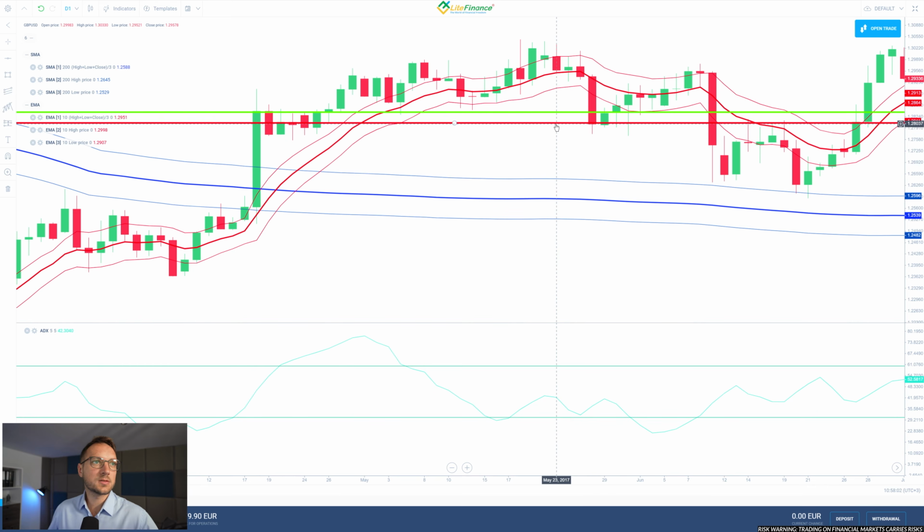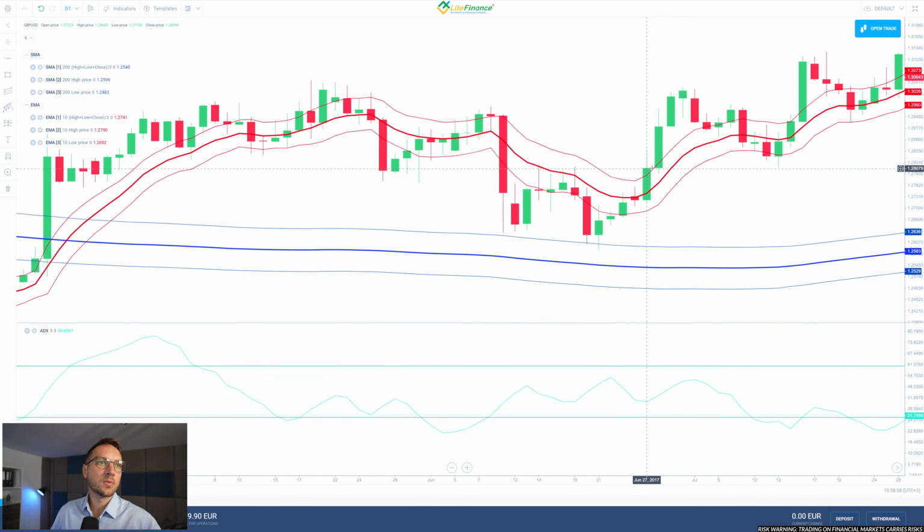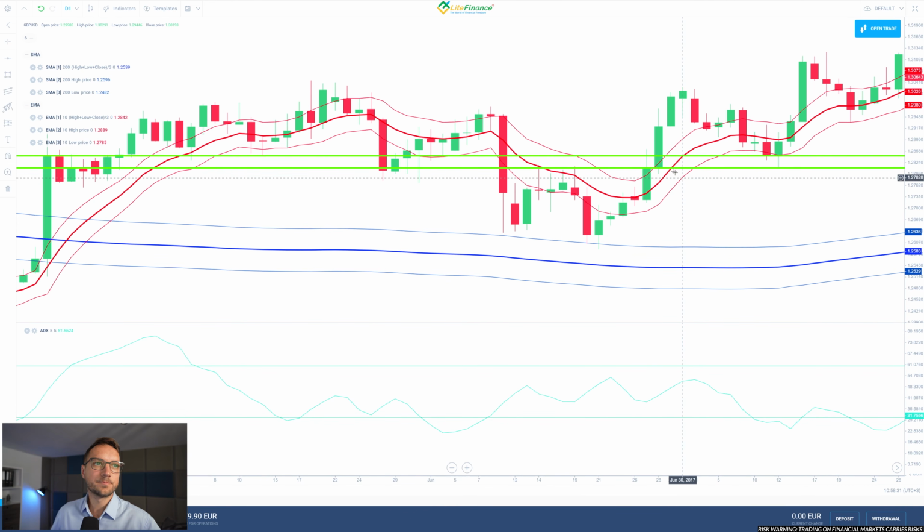So let's delete this one and look further. We have another example over here. Yes, it would be here, our entry level. We closed above 10 period moving averages. And this one would be not that great of a profit, because we would close right over here.